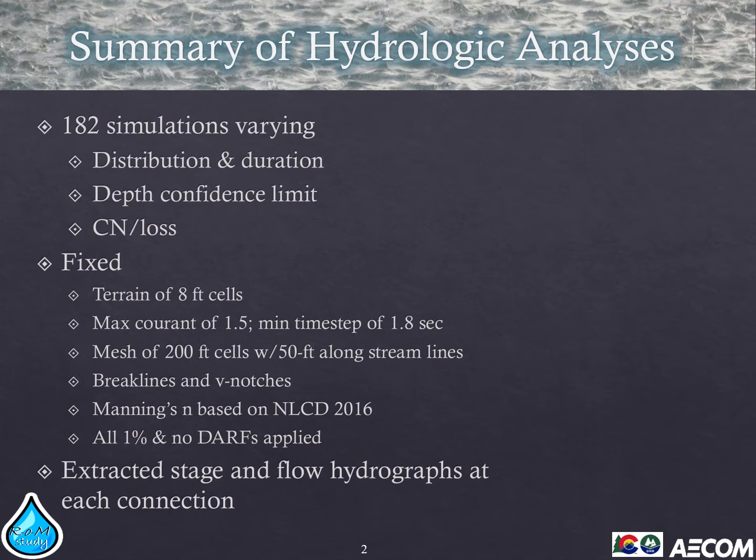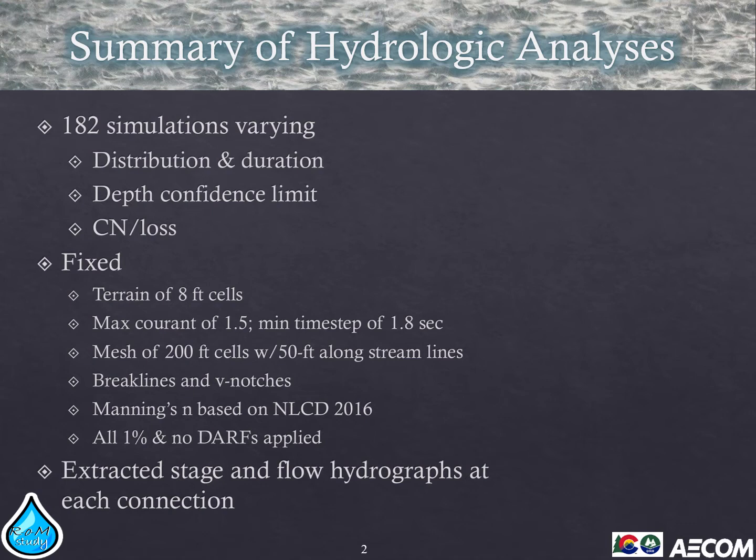And what remained fixed or constant across each of the simulations was that underlying terrain of an 8-foot cell size was used. Settings with max Courant of 1.5 and minimum time step of 1.8 seconds were used, using the adjustable time step in HEC-RAS 507. Mesh cells of 200 foot were used nominally with 50-foot refinements across the stream center lines as break lines. And we used the same set of break lines across all of the data sets, including V notches in the channel where appropriate. Manning's n was determined based on the National Land Cover Database 2016.